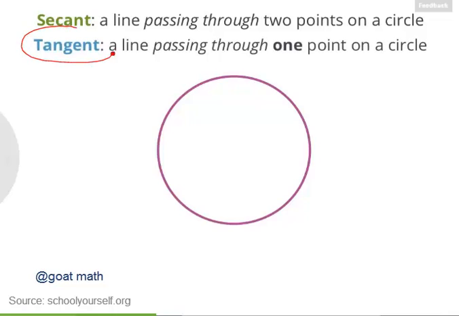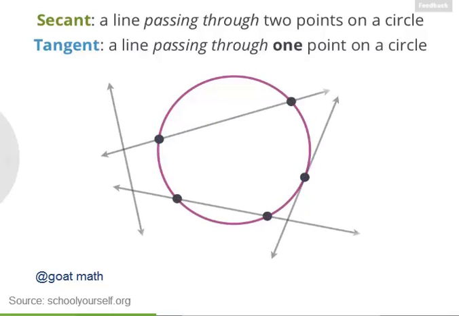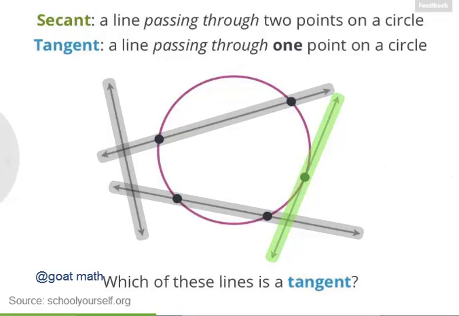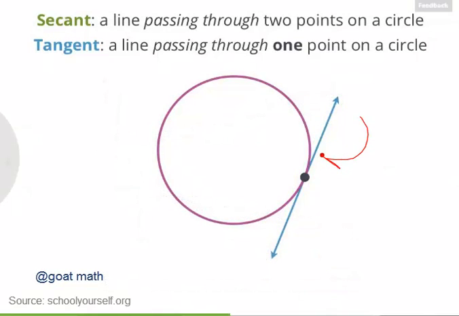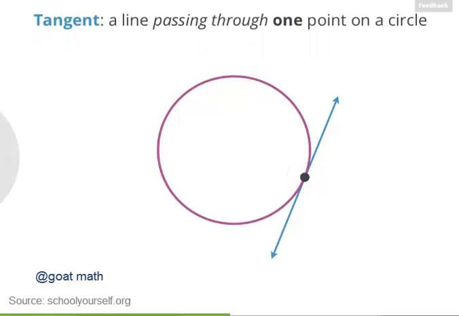Now, a tangent is a line that passes through exactly 1 point on a circle. That might not sound possible, but take a look at these 4 lines. One of them is a tangent line to this circle. Which one is it? Precisely, this line is a tangent touching the circle at a single point, this one over here.